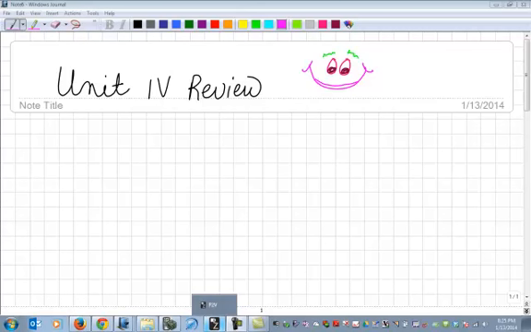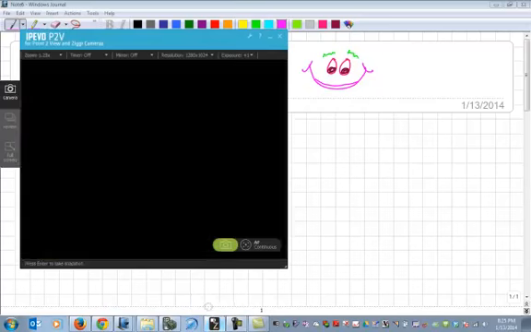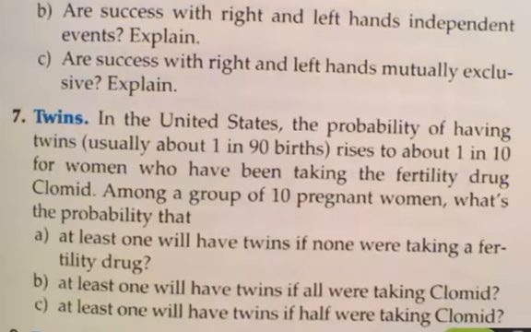Okay, welcome to unit review for chapter 4. We're going to be doing number 7 on page 403. Remember, as always, have your books open. Try the problem first before we do it so that we can make sure that we are supporting your abilities and not hindering them. So in this one, we're doing number 7, twins.